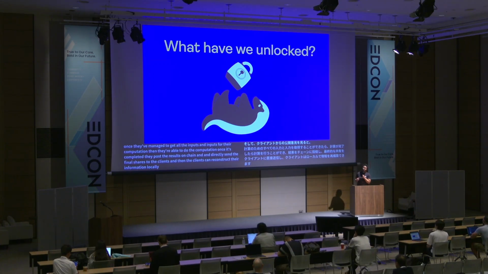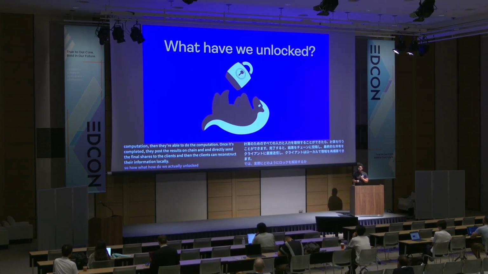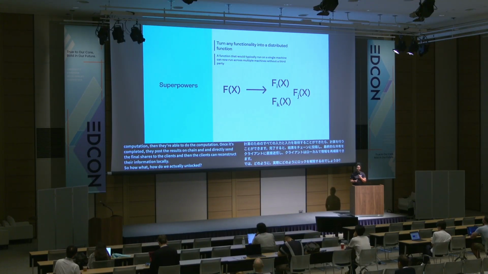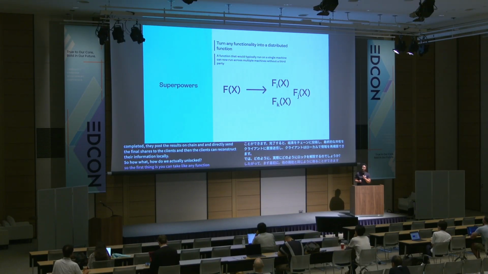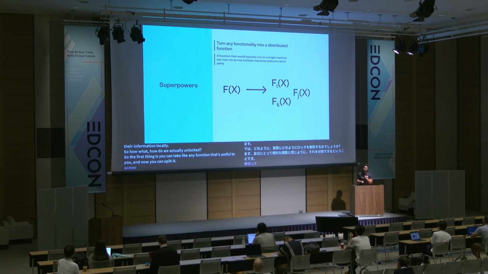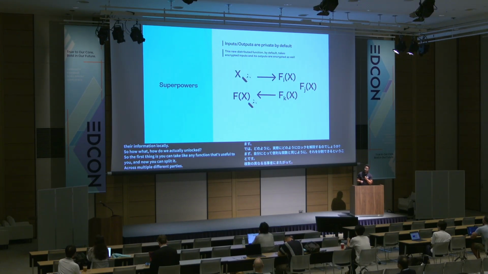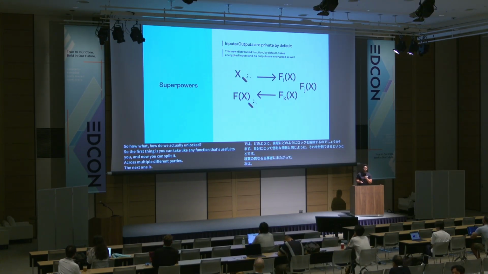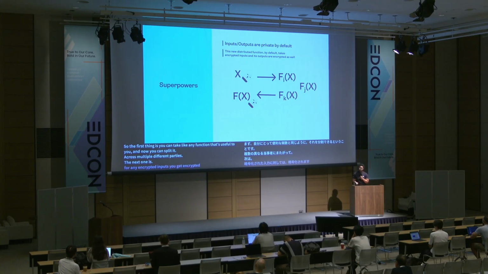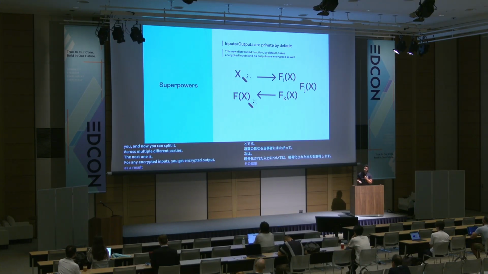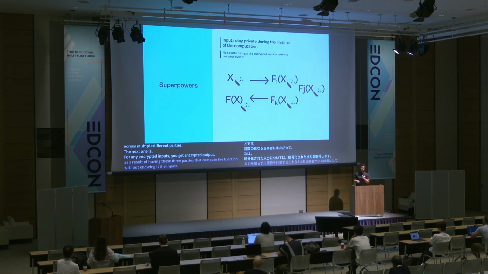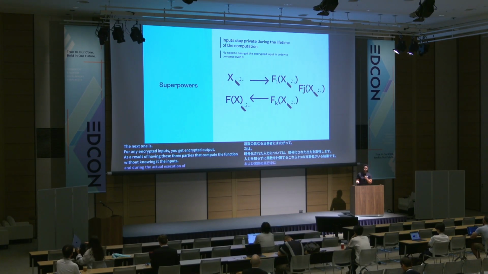So what have we actually unlocked? The first thing is you can take any function that's useful to you, and now you can split it across multiple different parties. The next one is for any encrypted input, you get encrypted output as a result of having these three parties that compute the function without knowing the inputs. And during the actual execution of it, you don't need to decrypt your inputs, which is also pretty powerful, and it's kind of the point of using MPC.